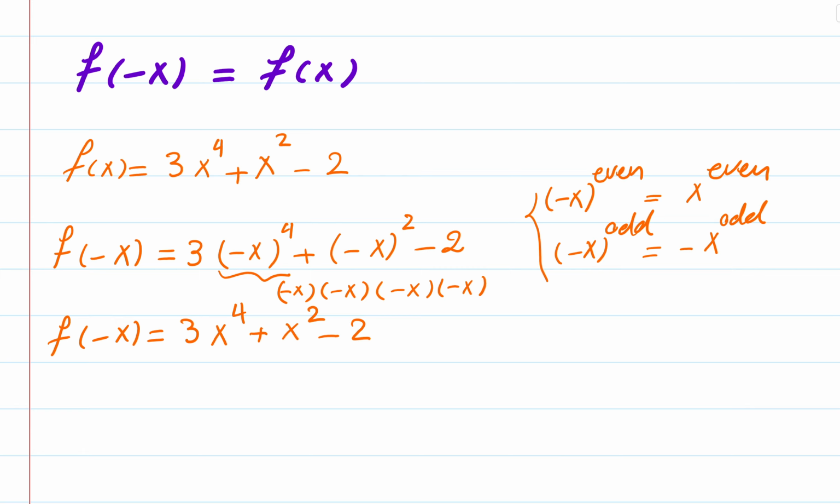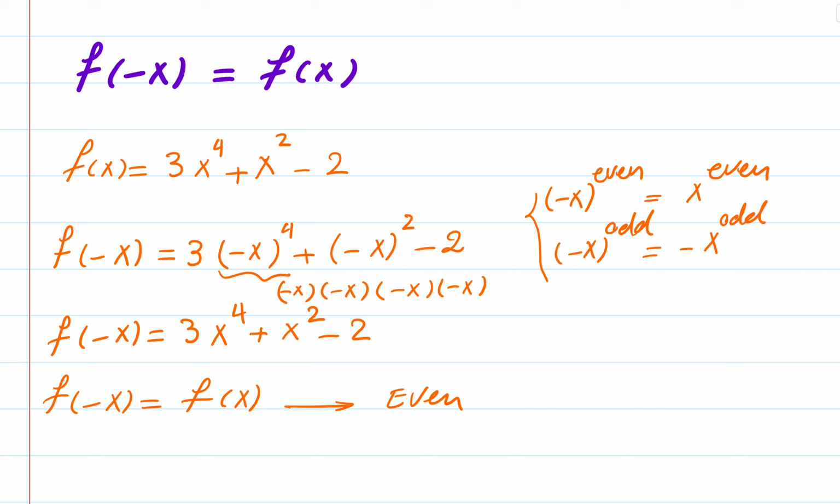Now let's go back to the function f of x. Now we have f of negative x. When we look at f of negative x, we see that this function is exactly as f of x. So f of negative x is exactly f of x, and then function f is even based on the definition of an even function.